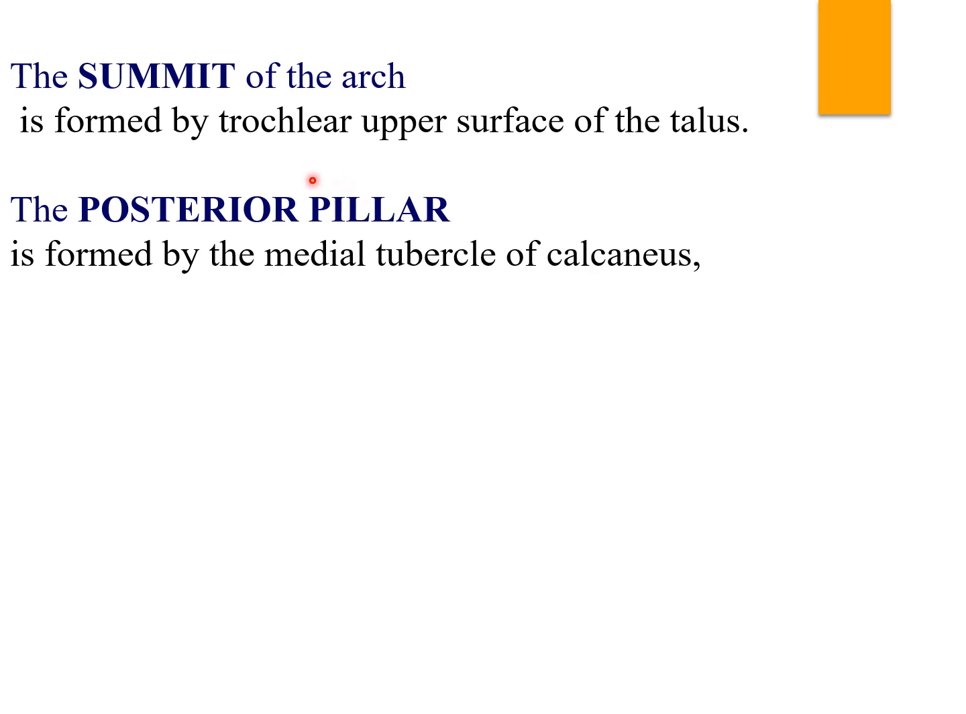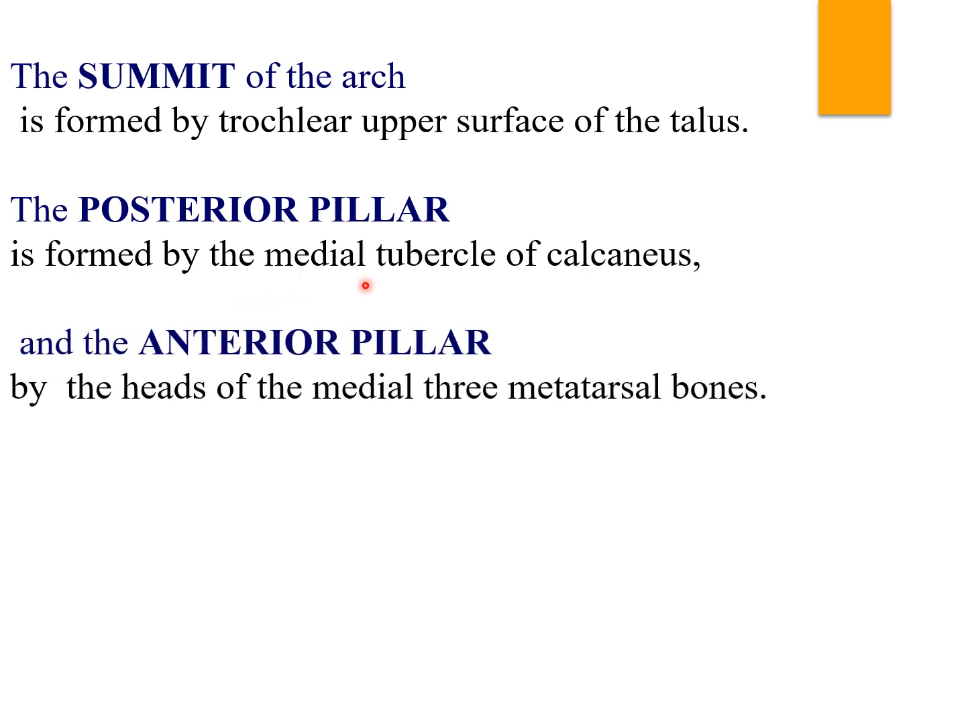Then we have to tell the posterior pillar and anterior pillar. For any arch, we should have two pillars, front and behind. The posterior pillar is the medial tubercle of the calcaneus. And what is the anterior pillar? The anterior pillar is the heads of the three metatarsal bones. The posterior pillar is common for both the medial and lateral longitudinal arch.